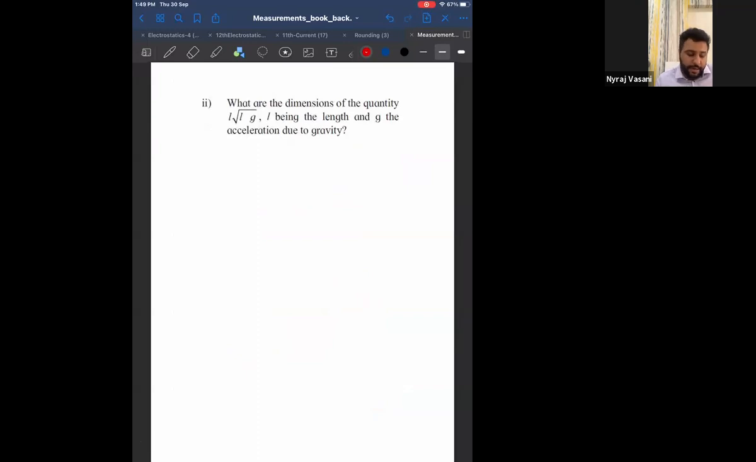Now, in your book back, page number 14, they have asked us question number 2. Just check. Within question number 2, they have asked here, what are the dimensions of the quantity L into square root of L by G? That is what they have asked, where L is length and G is acceleration due to gravity. Therefore, my question to you is, can you get me the dimension of this quantity? L into square root of L by G. Start. Get me the dimension of this quantity.